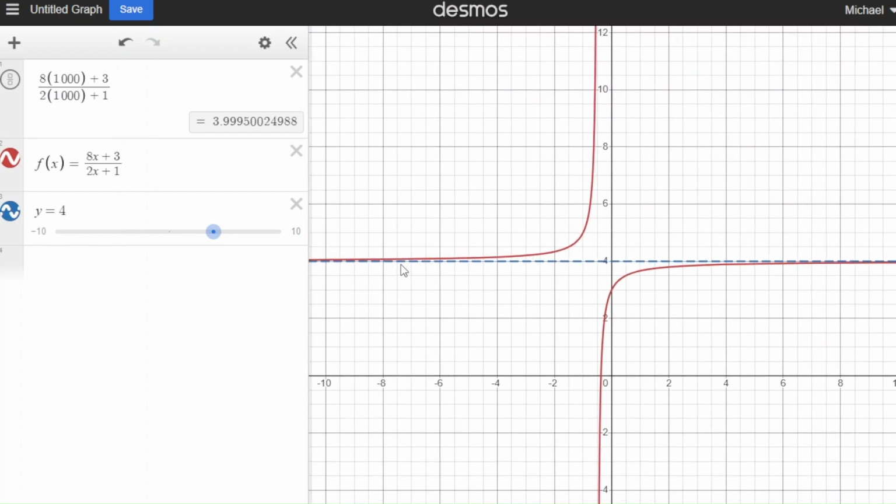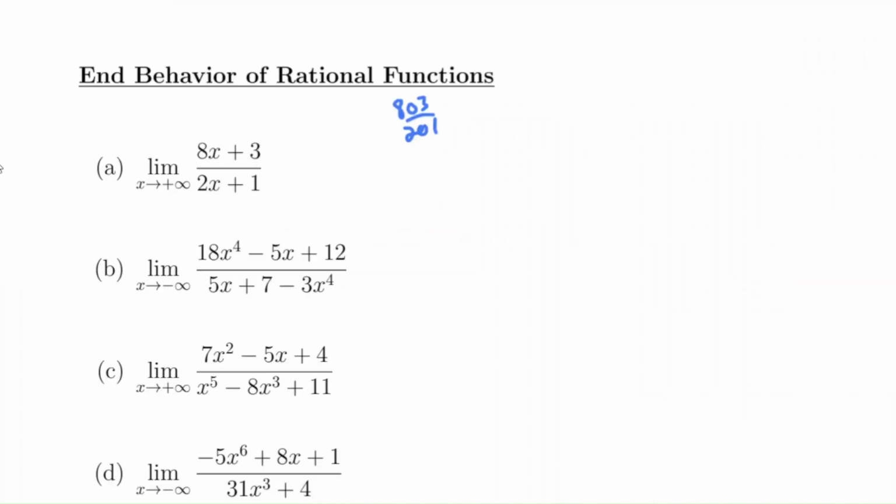By the way, as we approach negative infinity, if we plug in negative 1,000 in both of these, we're getting outputs that are slightly bigger than 4, but you get closer and closer to 4. Now, looking at this right here, how could you figure out that the answer was going to be 4 without knowing the graph or without plugging in numbers?